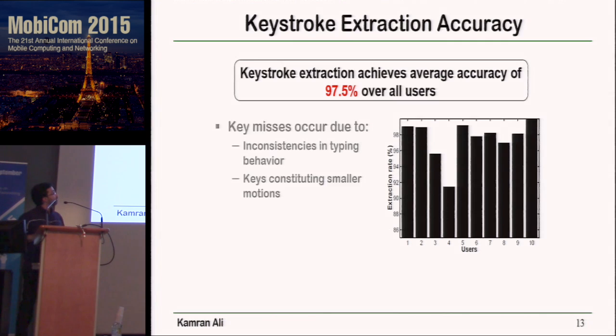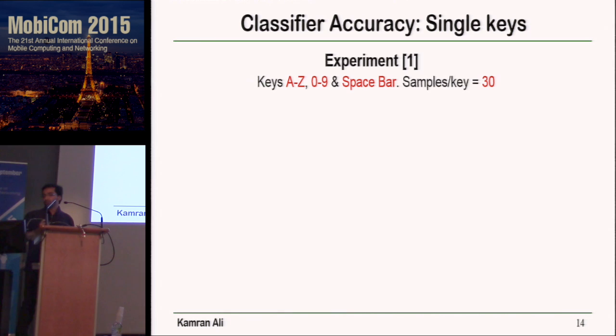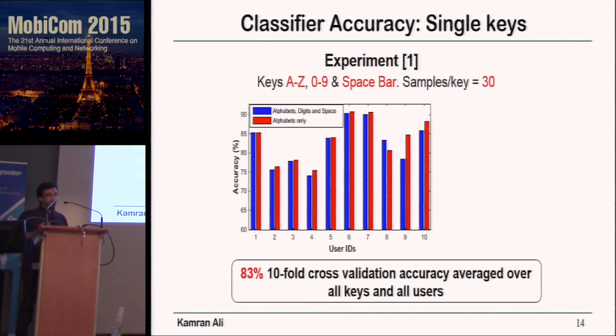Now let us move on to the classification accuracy. First of all, we tested the accuracy of our classifier on the single keystrokes. In the first experiment on single keystrokes, we tested 37 keys, the alphabets, digits, and the spacebar, and we used 30 samples per key for our cross validation process. And we show that 10-fold cross validation accuracies of 83% were achieved, averaged over all the users and the keys when we tested all the 37 keys.